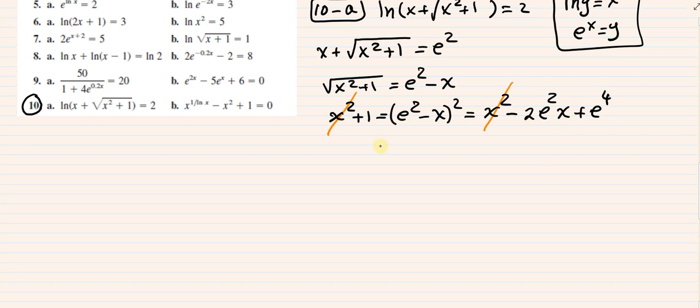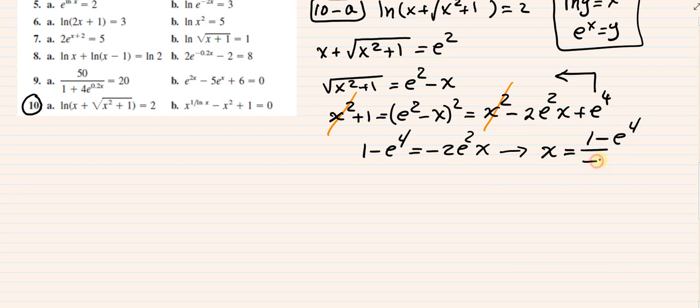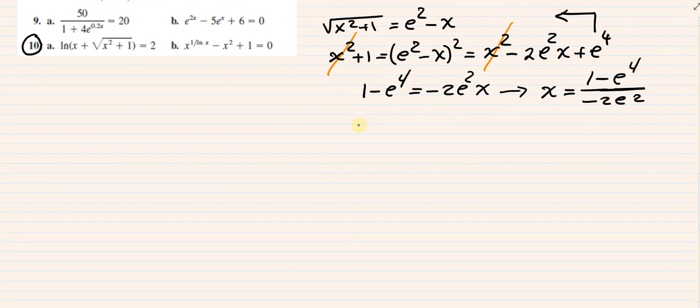Now I can isolate. So 1 minus e to the 4th is equal to negative 2e squared x, right? Moving e to the 4th to the other side. So to isolate x, I divide 1 minus e to the 4th divided by negative 2e squared. Okay, and then I can move the negative that is in the denominator in front of the binomial in the numerator, which causes it to look like this: e to the 4th minus 1, switch the signs, divided by a positive 2. And there you go. That's how you solve for x.